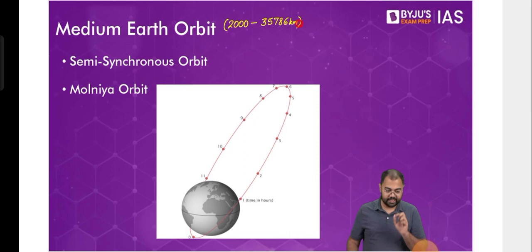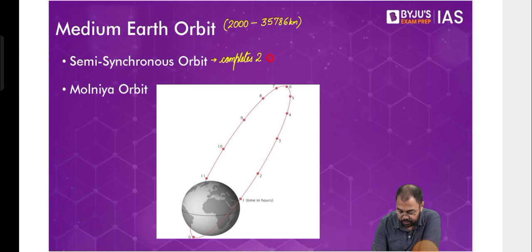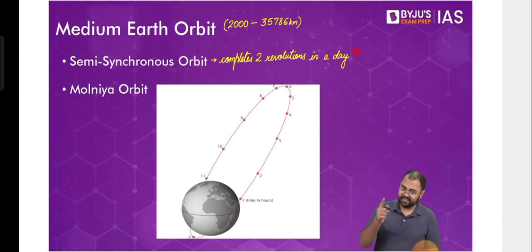Now, here we have two types of orbits. One called the semi-synchronous orbit and the second one called the Molniya orbit. Now, the semi-synchronous orbit is called so because it completes 2 revolutions in one day. That's why it is called semi-synchronous. So that's why in 12 hours it completes 1 revolution.